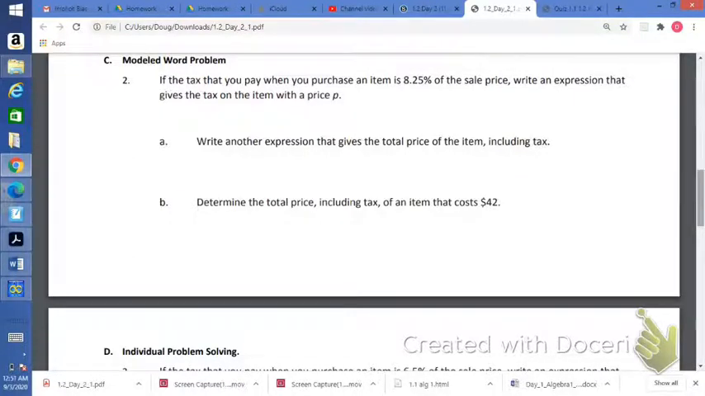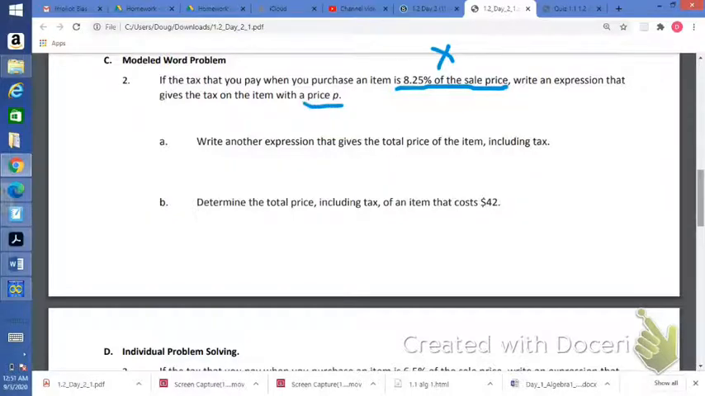Another word problem. So same idea. If the tax that you pay when you purchase an item is 8.25% of the sale price, write an expression that gives the tax on the item with a price P. Okay, so let's look for keywords that would indicate the operation being used first. So we see 8.25% of the sale price. So the of would mean multiplication.